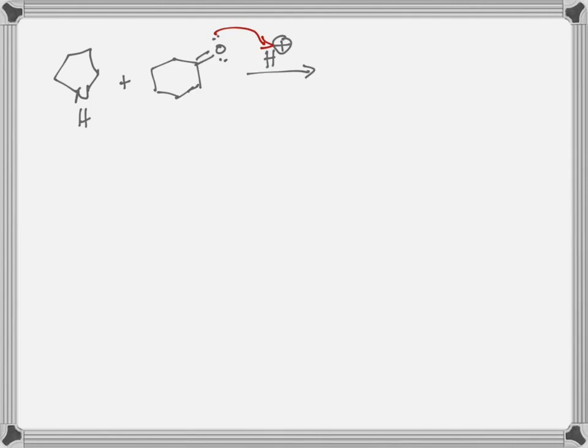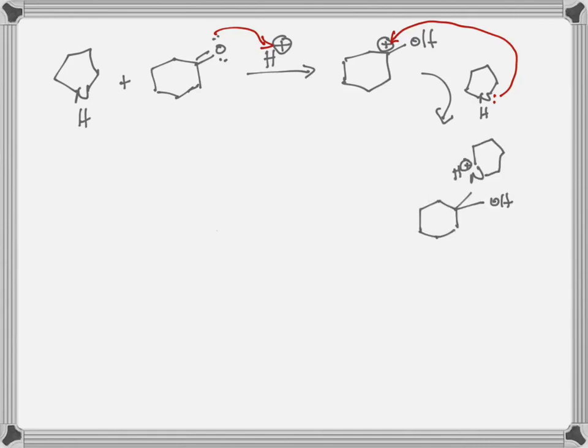The ketone is protonated at the oxygen to give us this cation intermediate, which is more susceptible to nucleophilic attack by the nitrogen. So the nitrogen amine attacks the cation intermediate at the positively charged carbon to give us this positively charged intermediate, which is then deprotonated. Proton on, something happens, proton off.